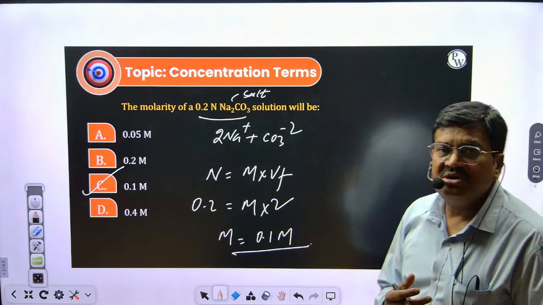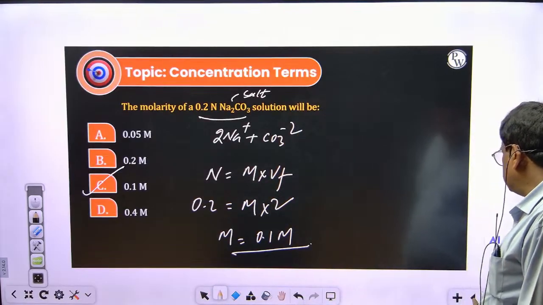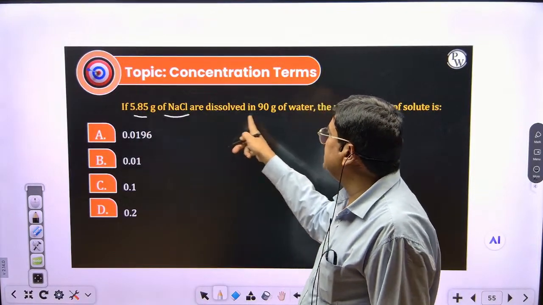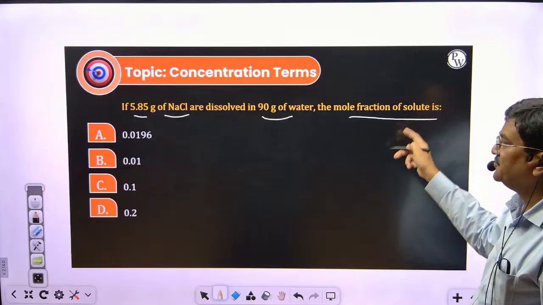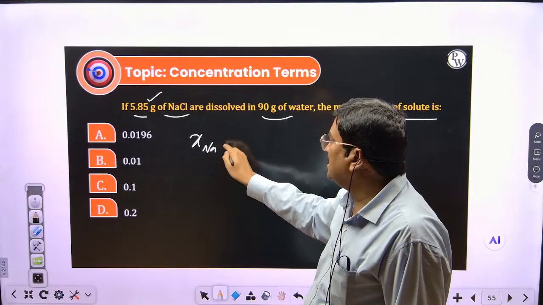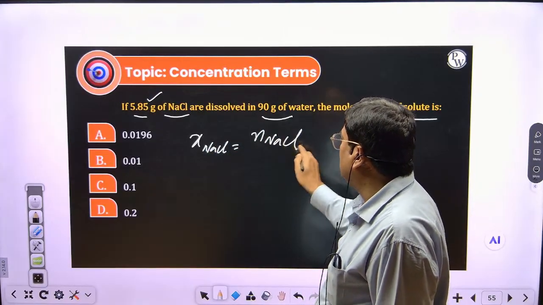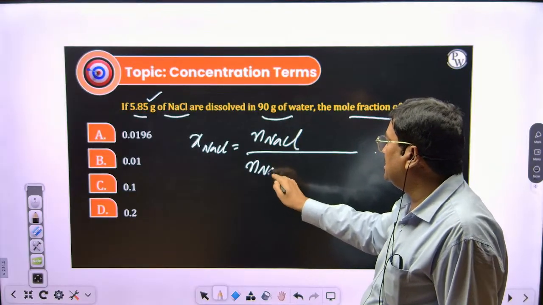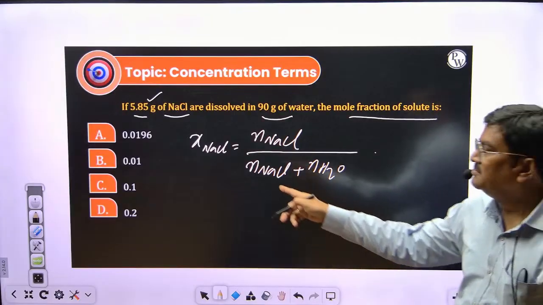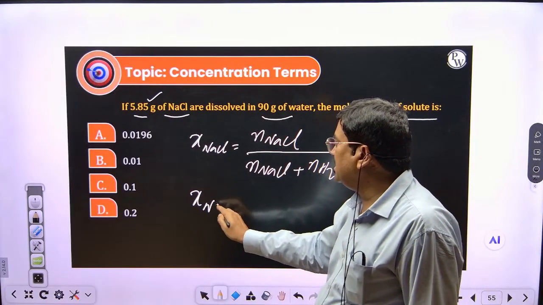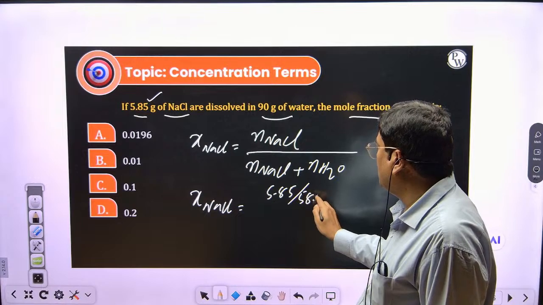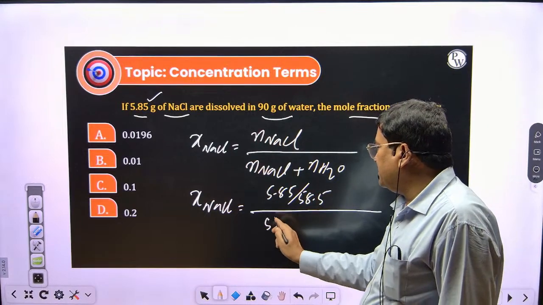Following, students, all of you, simple, no? Okay. Last 2 minutes. Do this question. 5.85 grams of sodium chloride is dissolved in 90 grams of water. What is the mole fraction of solute? Here who is the solute, student? NaCl. Mole fraction of NaCl, how do we get it? Number of moles of NaCl divided by number of moles of NaCl plus number of moles of water. Correct? Now had he given moles to you directly? No, mass is given. Then how do you get moles, student? Moles can be obtained from mass. What is the molar mass of sodium chloride? 5.85 by 58.5.